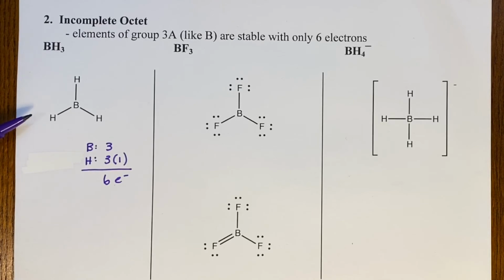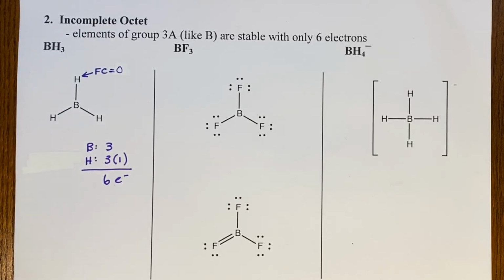This is really the only structure you can draw when following the rules for this molecule. We're out of electrons at this point, and my outer atoms do not have any lone pairs, so there's no way that I can make double or triple bonds in an effort to complete boron's octet. This structure has 6 electrons, and this is how all of those electrons are placed into the structure.